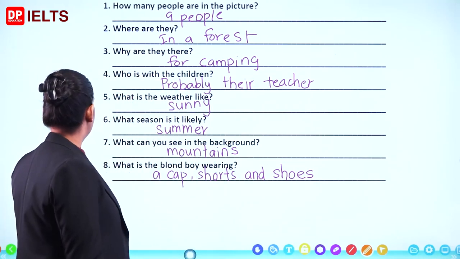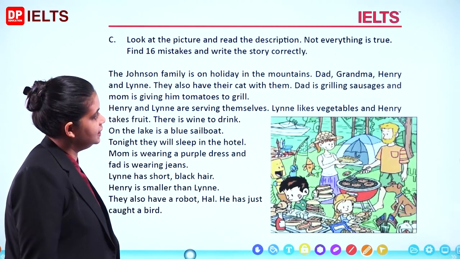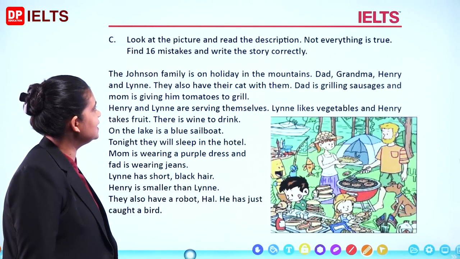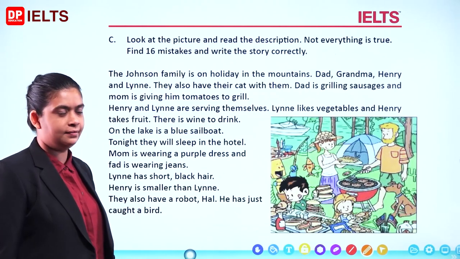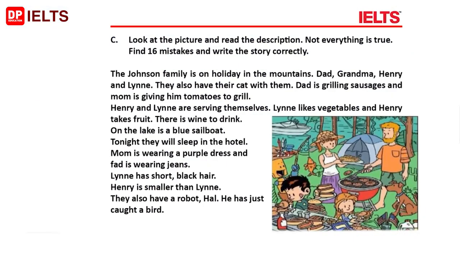Right, okay. Look at the picture and read the description. Not everything is true. Find 16 mistakes and write the story correctly. Let's see. The Johnson family is on holiday in the mountains. Not really. Right? Dad.